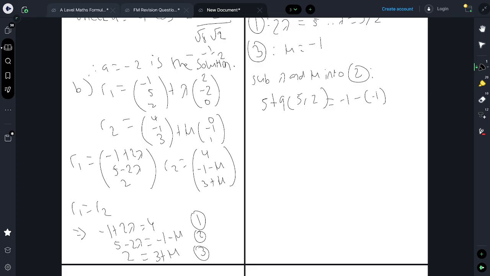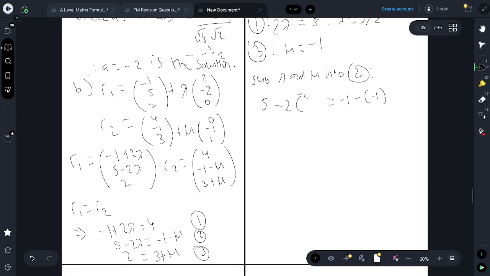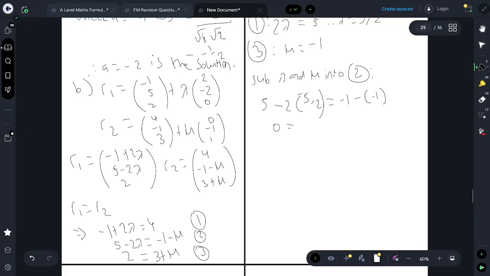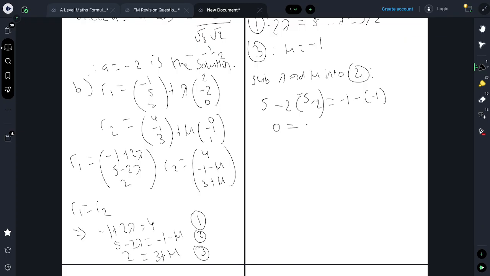Let's try that again. So 5 minus 2 of lambda, which was 5 over 2. Now that gets us, if we do that right, 0. Yeah, so you get 0 equals -1 add 1, which is 0. Therefore, the equations are consistent. So they do intersect.